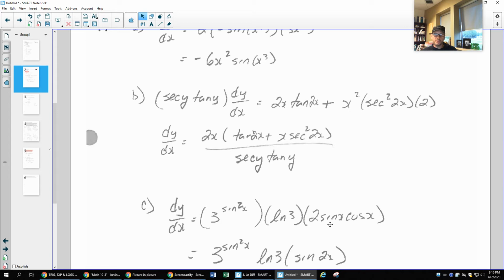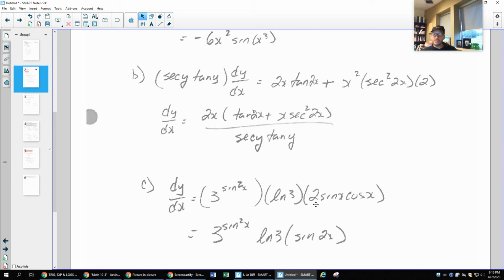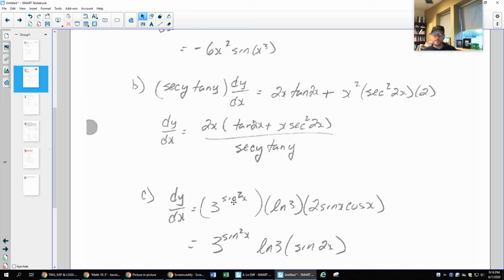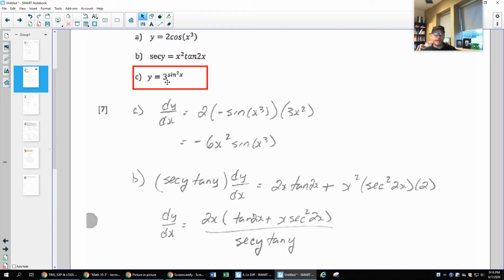What's the derivative of the sine ratio? It's the cosine ratio. And then the way this cleans up is you see 2 sine x cos x. That's an identity of sine 2x. So that's a neat question in terms of layers, right? When you combine exponential functions and trig functions.